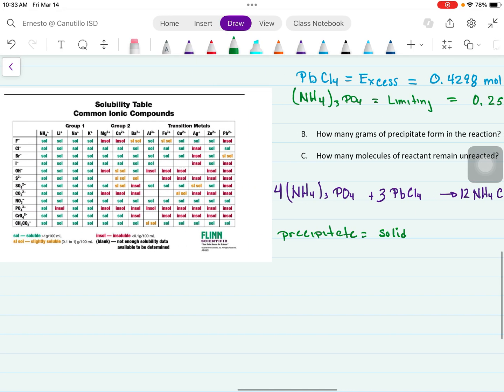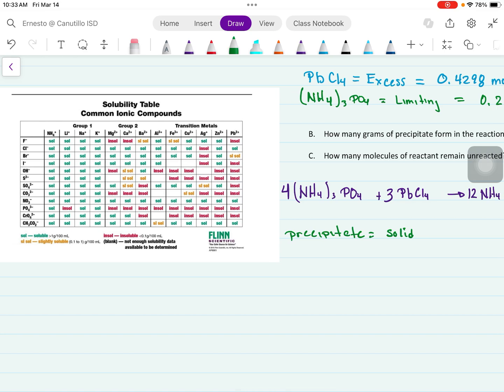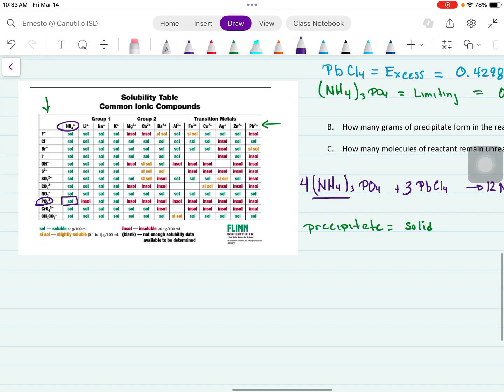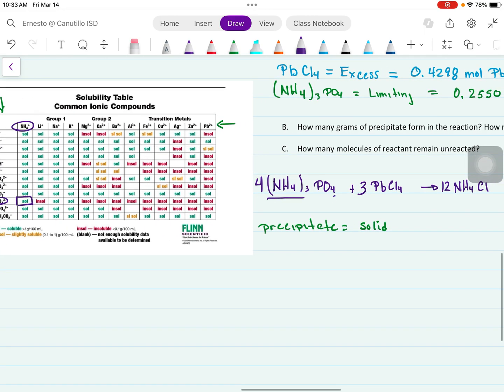Okay, so in ammonium phosphate, what we're going to do is take a look at our solubility table. Now remember that across the top we have the positives, and then down the left we have the negatives. So all you got to do is do like a multiplication table and figure out where everything is. So ammonium, if you look, is right here. Phosphate, if you look, is right here. And if you go all the way across, you're going to see that this one is soluble. What that means is that this compound is in solution, so it gets an aq.